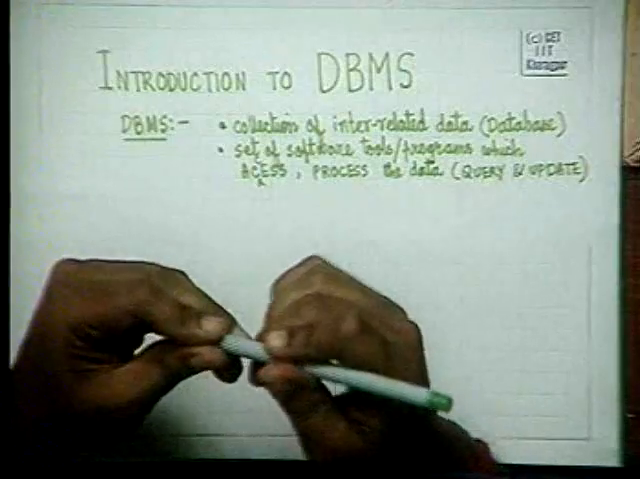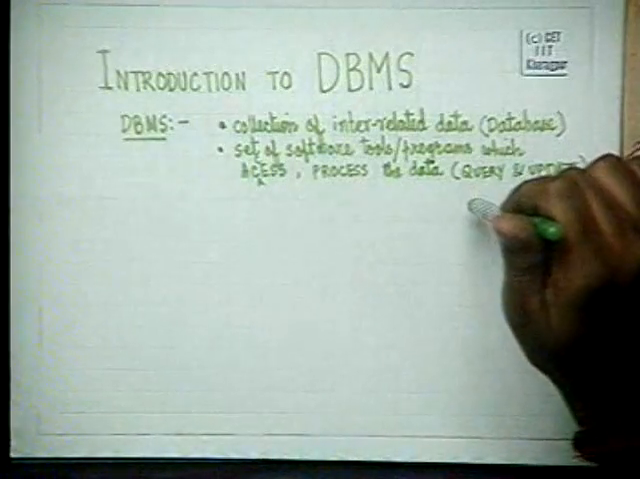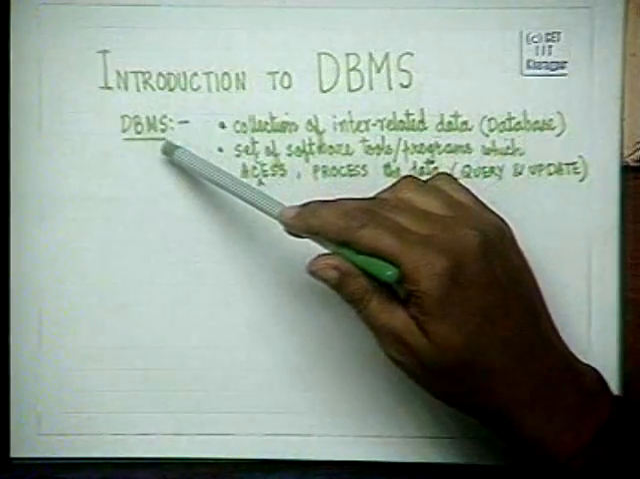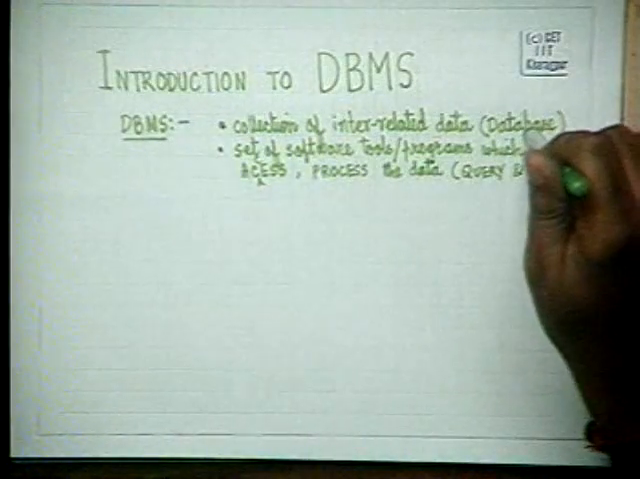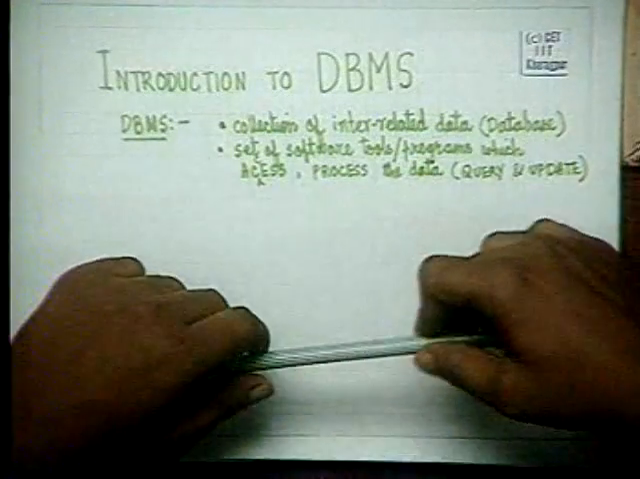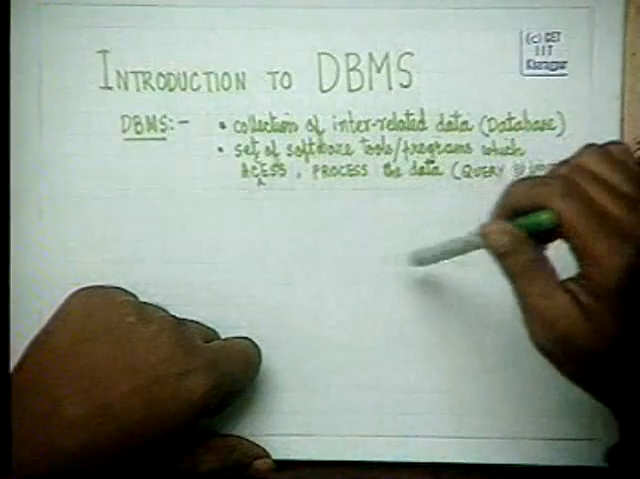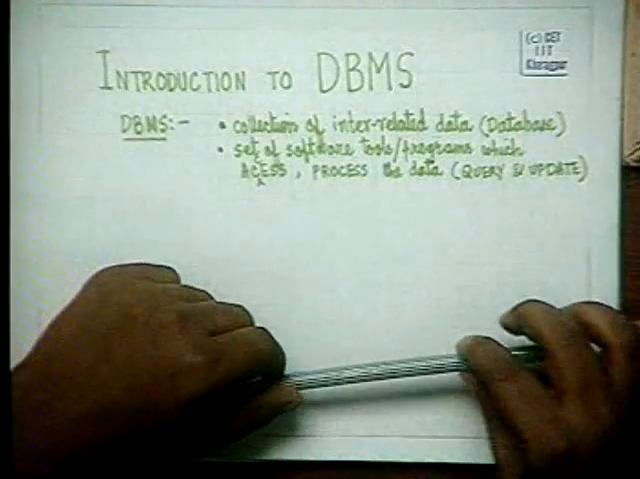So, in a database management system, we have two components: a database, which is a collection of the data, and a set of software programs or tools which operate on the data.